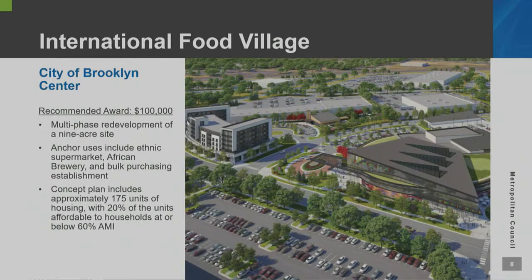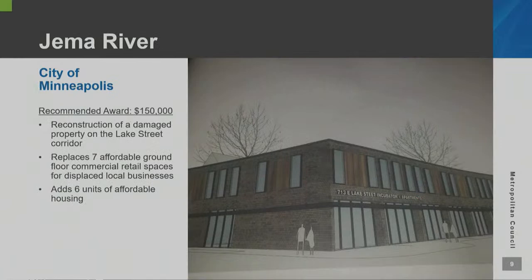The concept plan also includes approximately 175 units of affordable housing. 20% of the units will be affordable to households at or below 60% of area median income. And then grant uses include financial feasibility analysis, stormwater management planning, and site planning and architectural design.